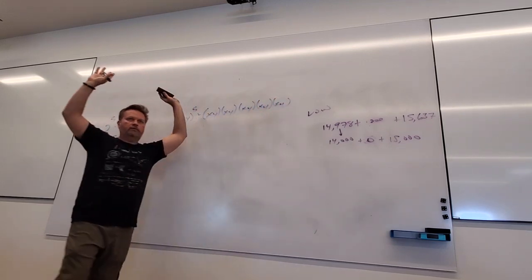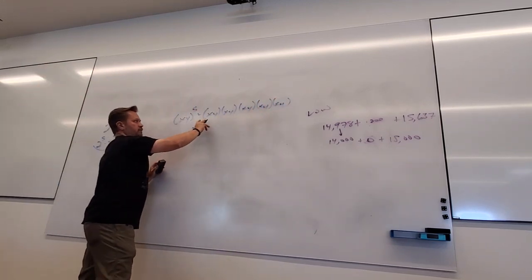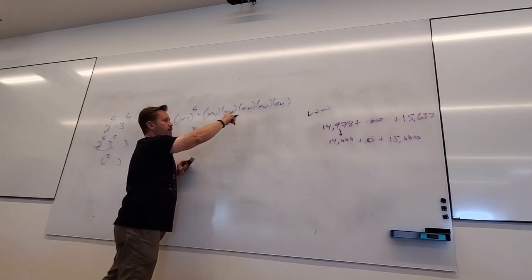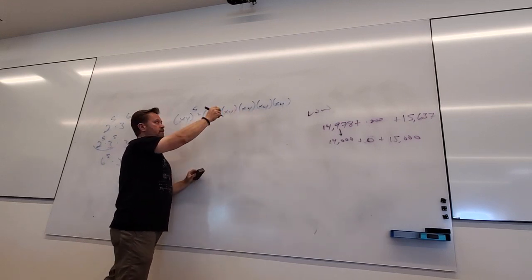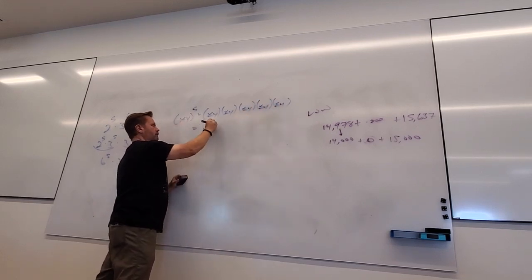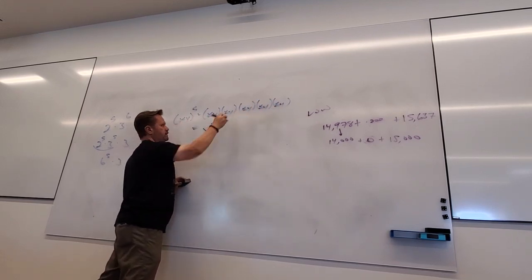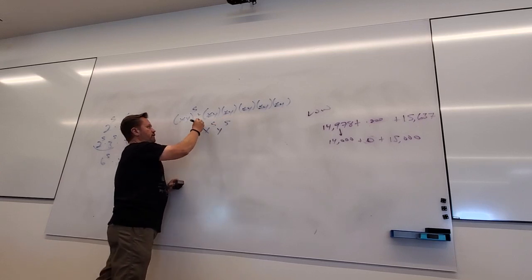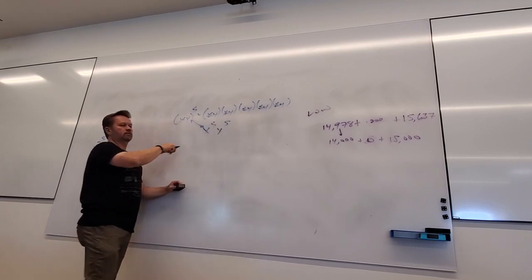You with me? That's what a fifth power means. Now I'm just multiplying, correct? I can multiply in whatever order I want to. So I'm going to multiply all the x's together, so I get x to the 5th, right? I'm going to multiply all the y's together, I get y to the 5th. So these two things are the same then.